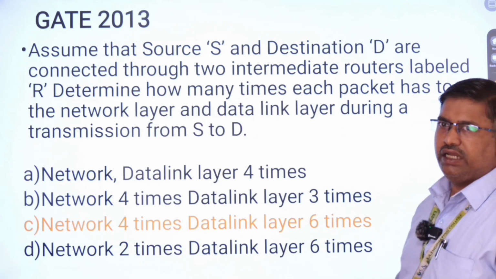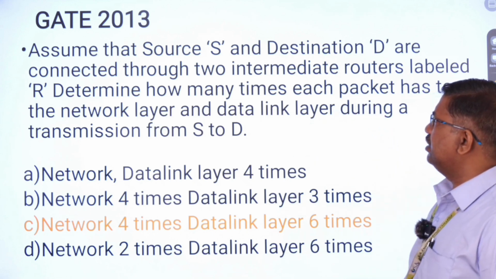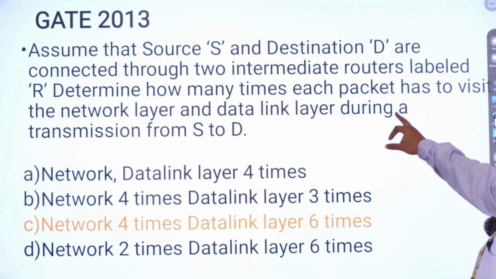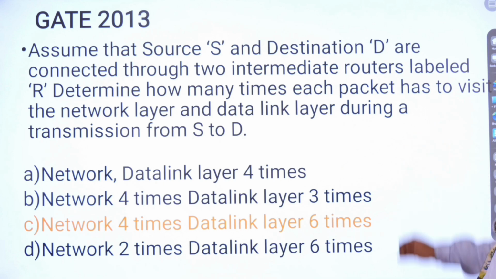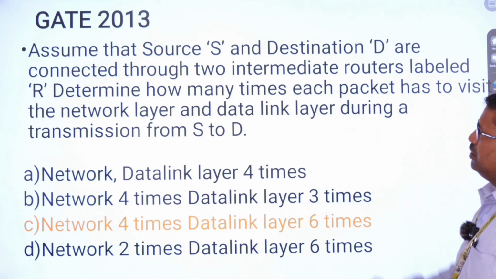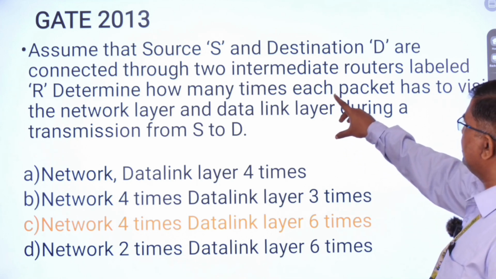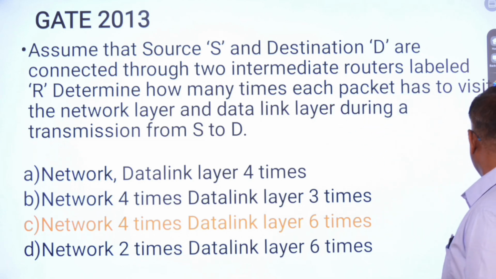So now we can move on to the GATE questions. Here one of the questions is: assume that the source S and destination D are connected through two intermediate routers. Determine how many times each packet has to visit the network layer and data link layer during the transmission from S to D. This is the GATE 2013 question. How to approach this question?